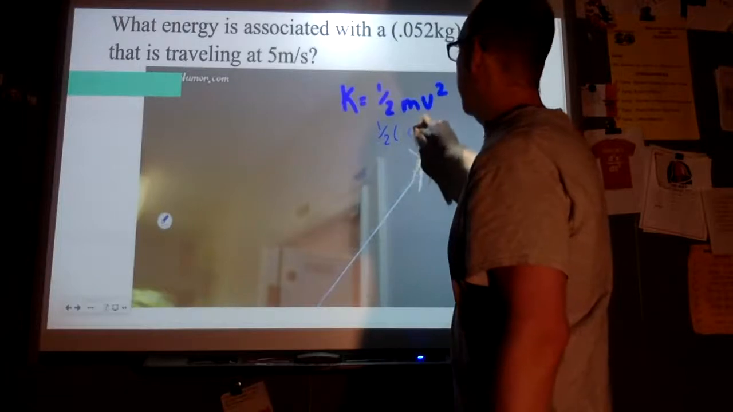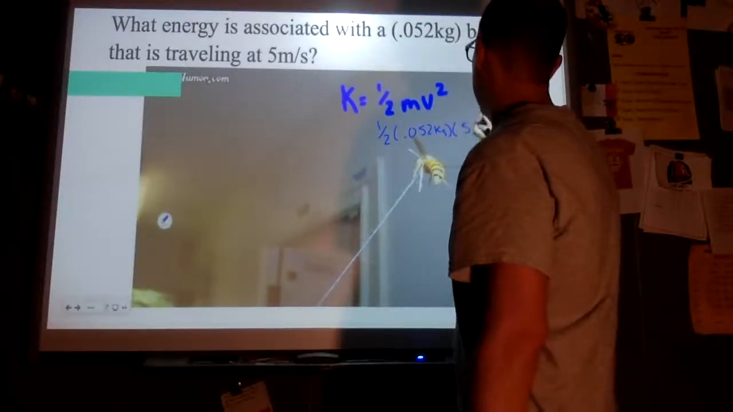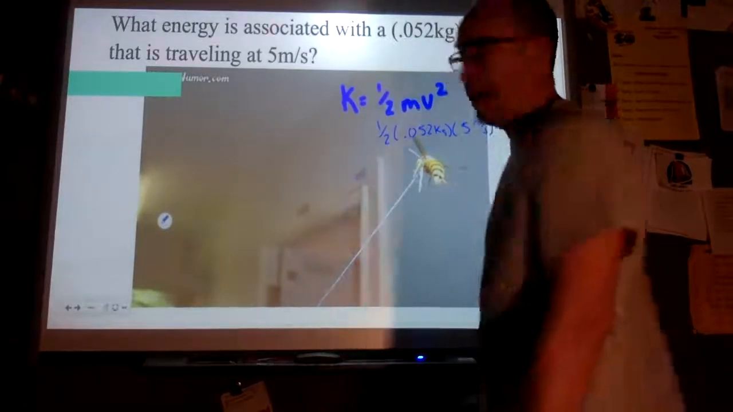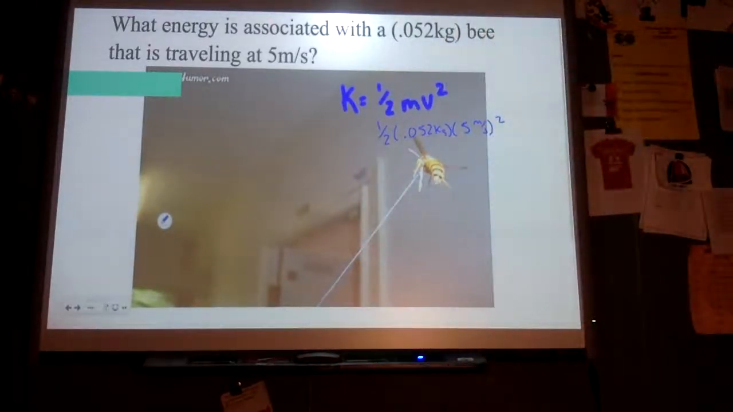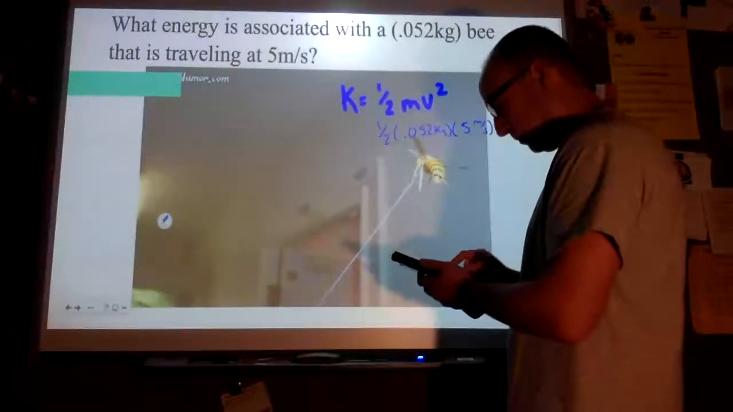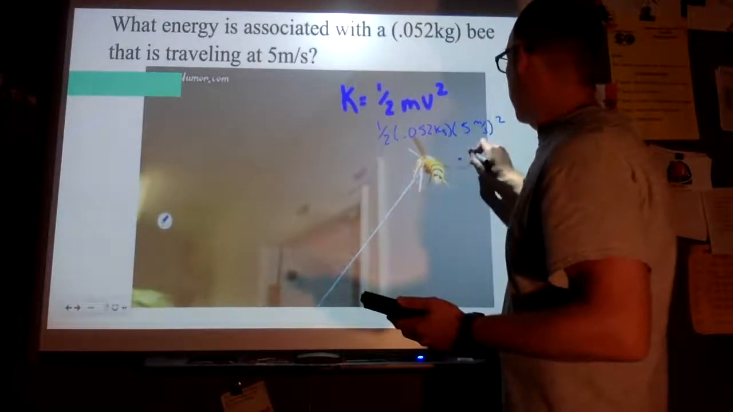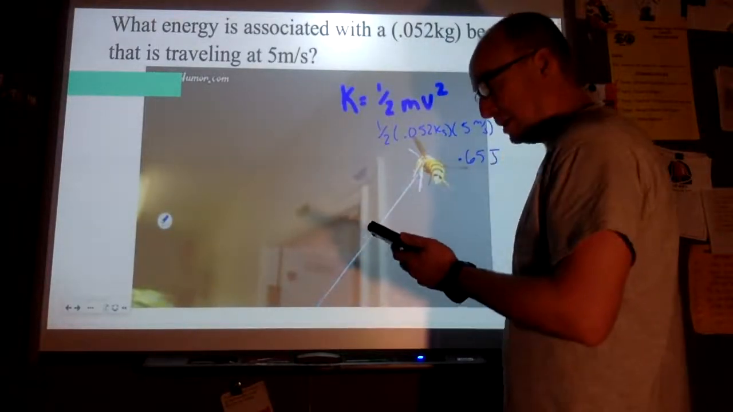We have a mass of 0.052 kilograms, and then a velocity of 5 meters per second, squared. Again, I need to retrieve a calculator. So this is going to be 0.65 joules.